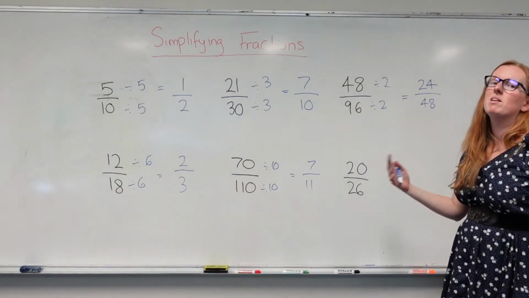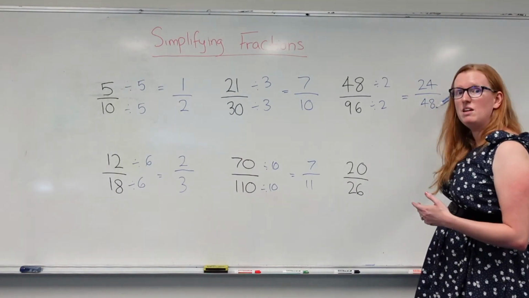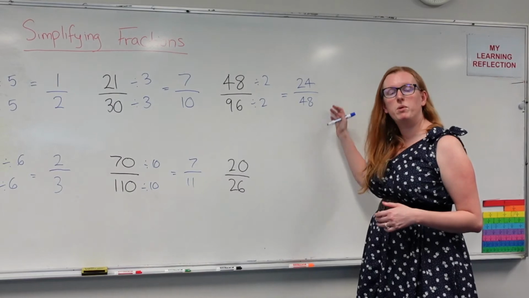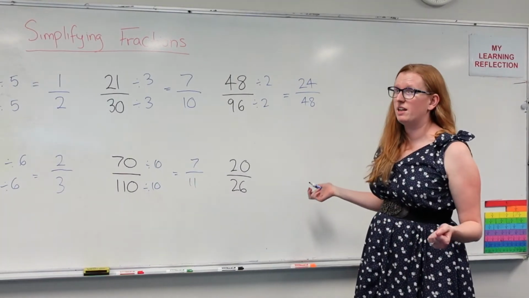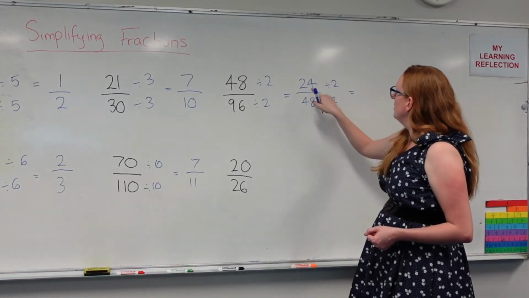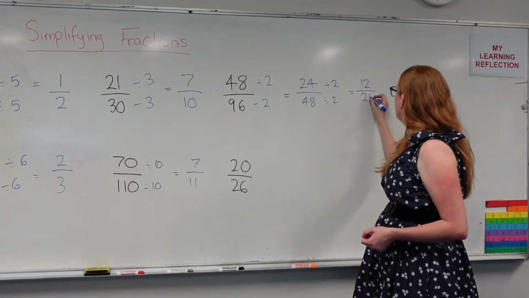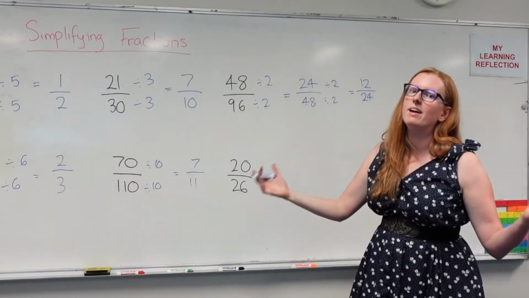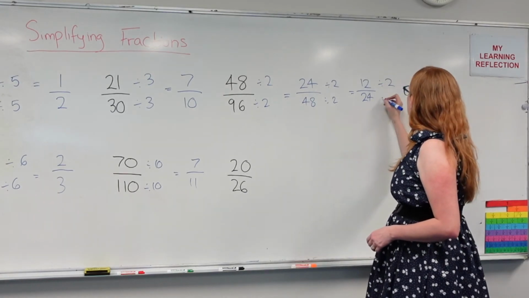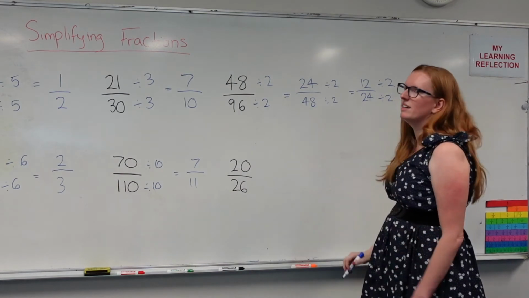Alright, cool. But I've got to keep going, because that's not as small as they can possibly go. Because they're both even numbers, I know I can divide by 2 again. So divide by 2, divide by 2. 24 divided by 2, I get 12. 48 divided by 2, I get 24. They're even again, I've got to keep on going. Alright, so divided by 2, I get 6 over 12.